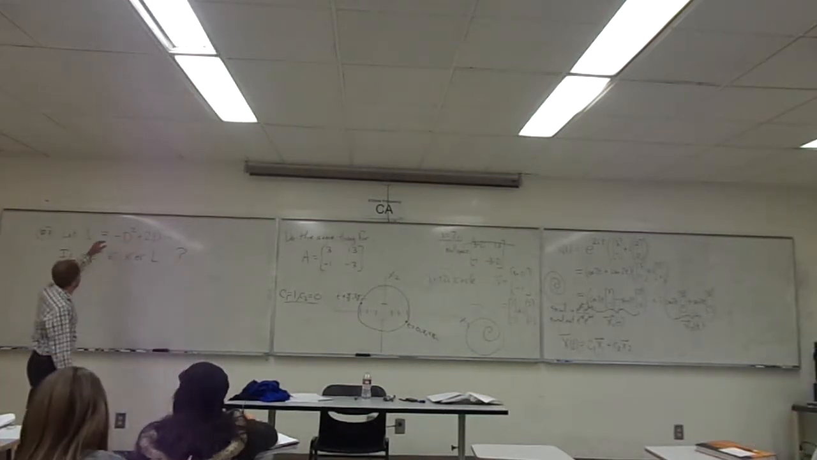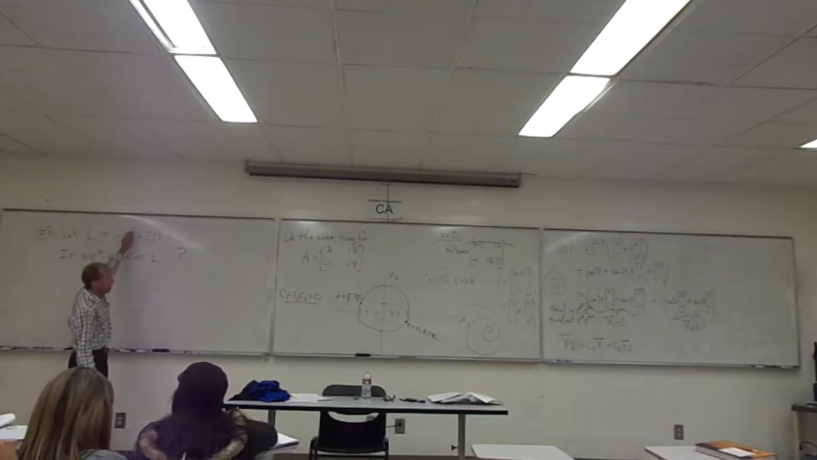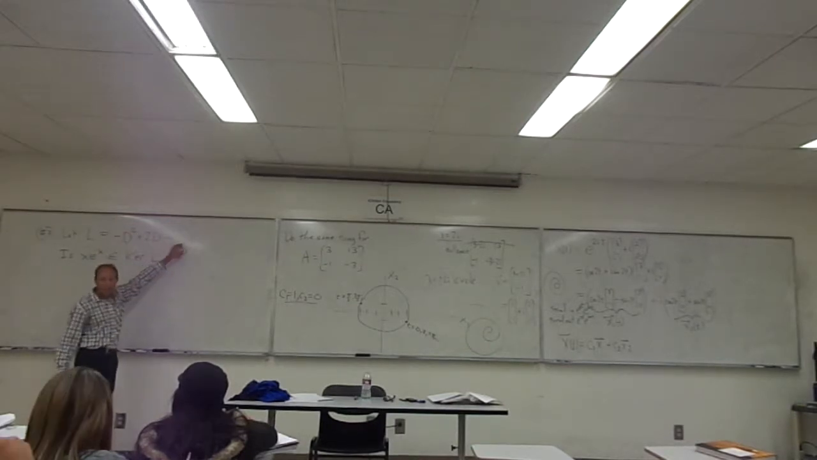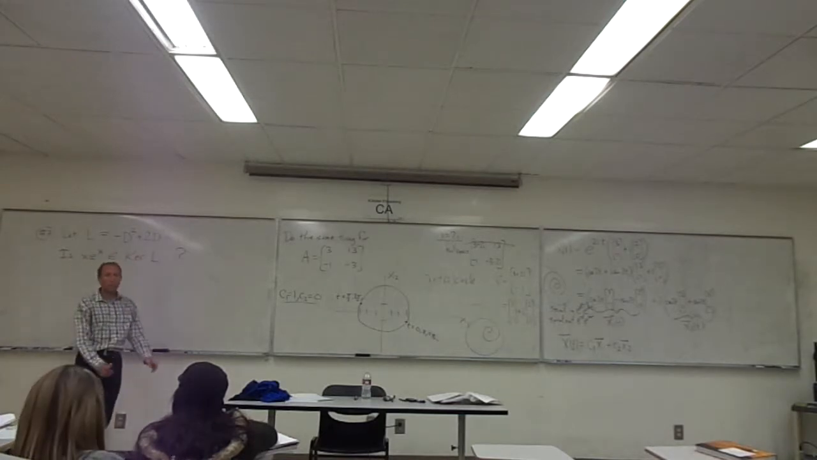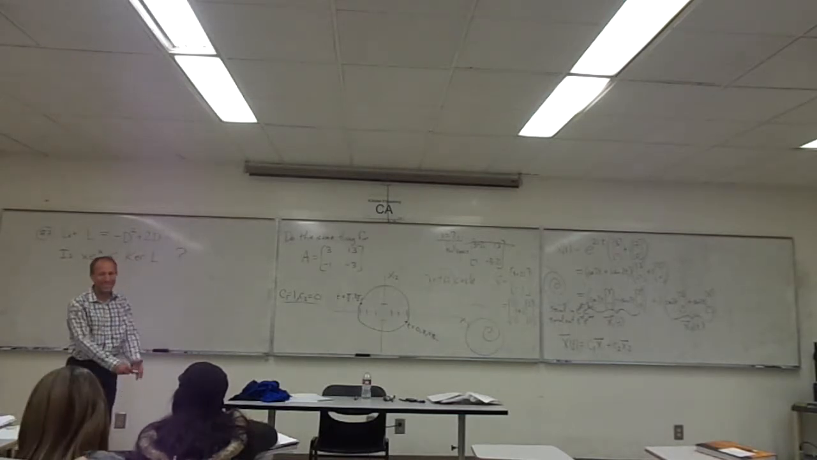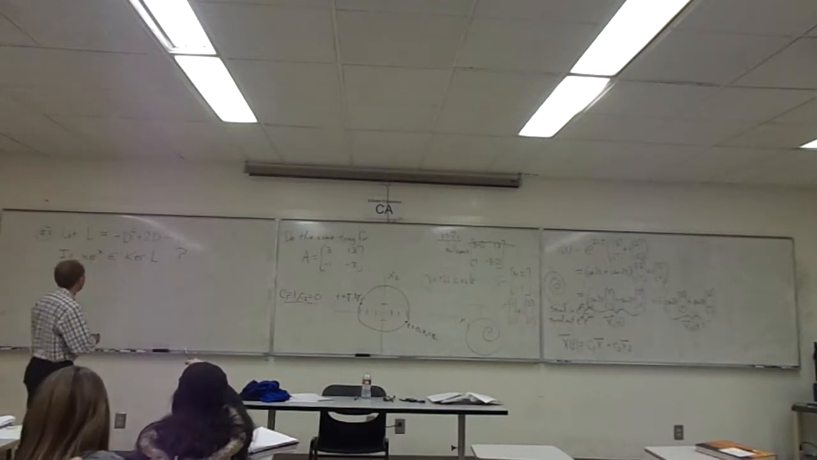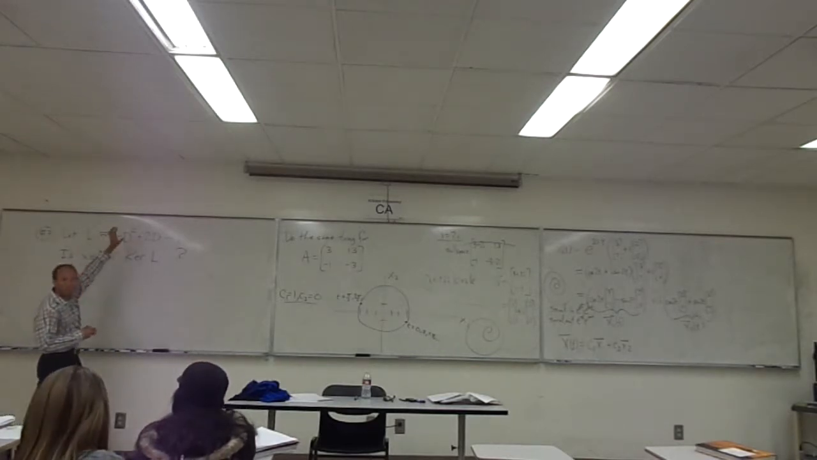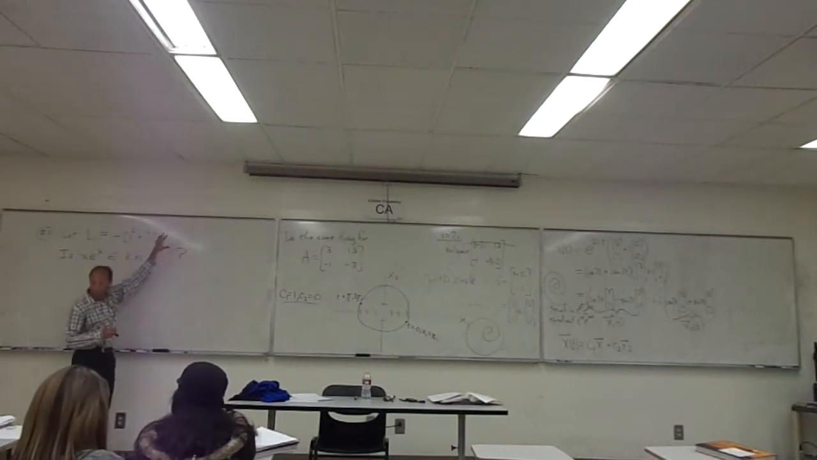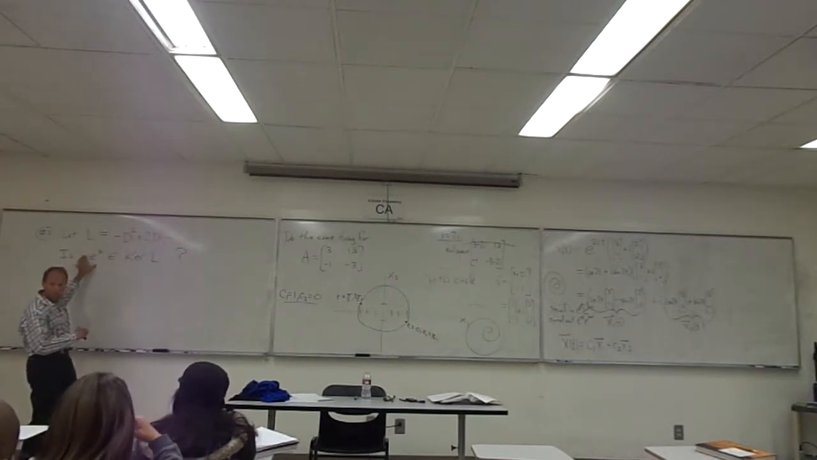Okay, so here's the question. L is equal to negative d squared plus 2d minus 1. And is x e to the x in the kernel of L? Does anybody know how to approach that? Just put that into the formula and try to get 0. Right, plug this into the formula for L. L is going to operate on this input. And the question is, does it give us 0?